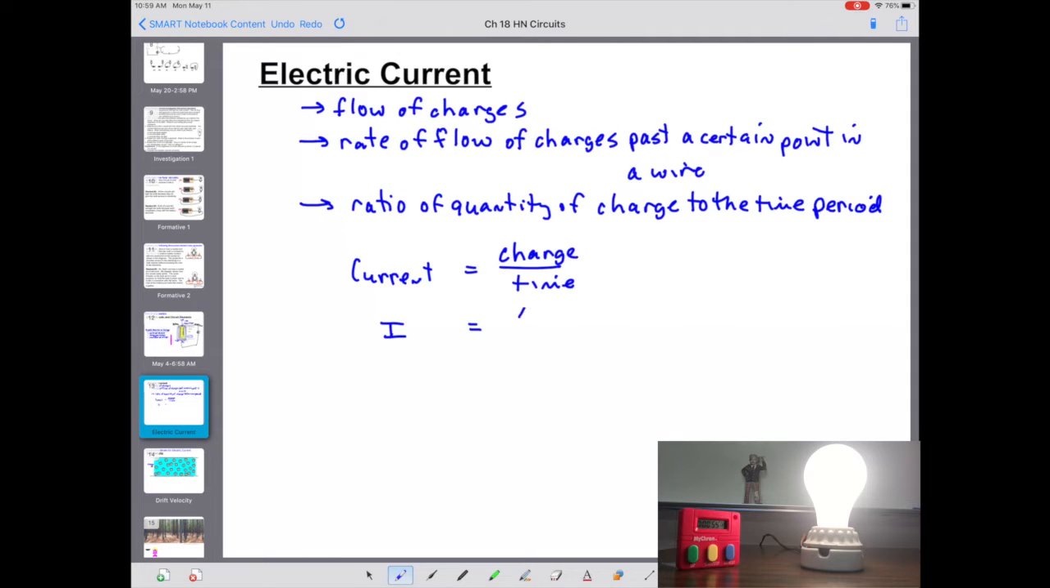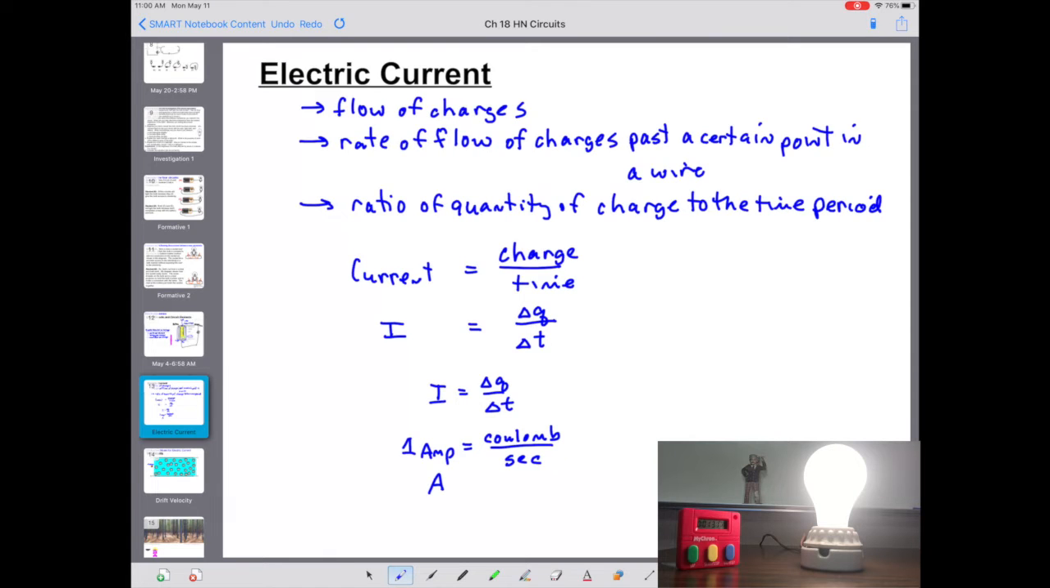current is symbolized with an I, charge is a Q. This is a change in charge, delta Q, over time, delta T. So then your equation to be able to calculate electric current: I is equal to delta Q over delta T. In units, you have charge in coulombs, you have time in seconds, and a coulomb per second is an amp or an ampere. The symbol is just the capital letter A.